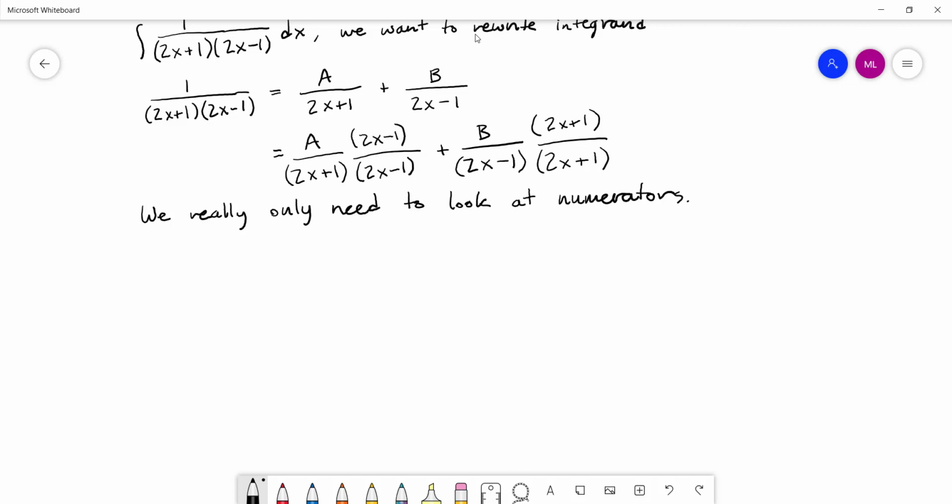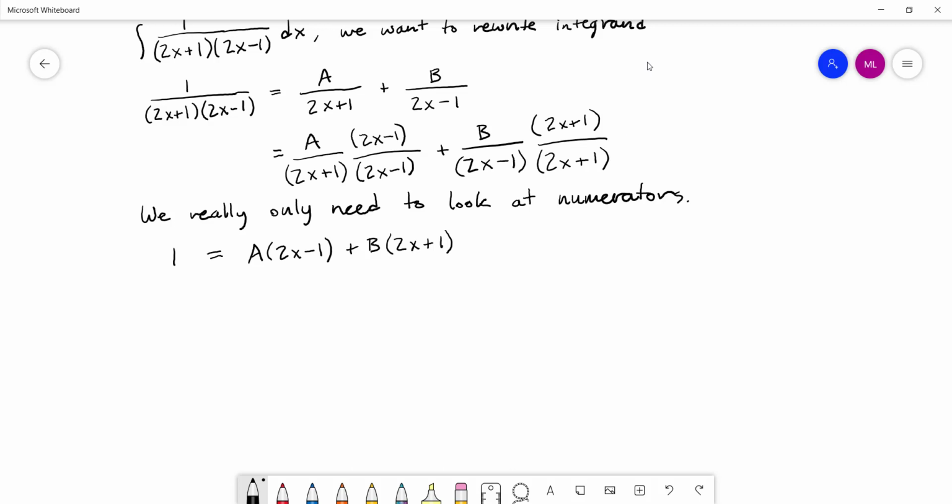And when we do that, we wind up with a 1 on the left-hand side, right? That was the numerator we started with. And on the right-hand side, I'll have a times 2x minus 1 plus b times 2x plus 1. This is the numerator I would get if I were to combine these two pieces over here into a single fraction.